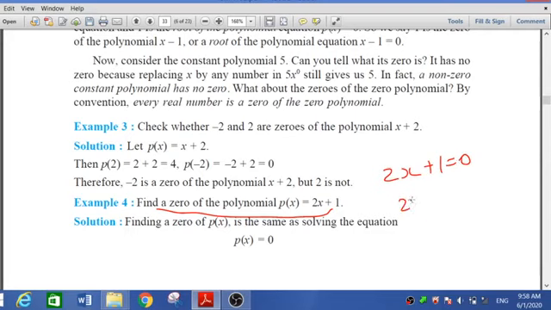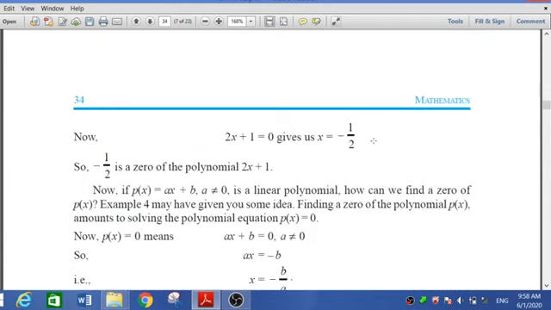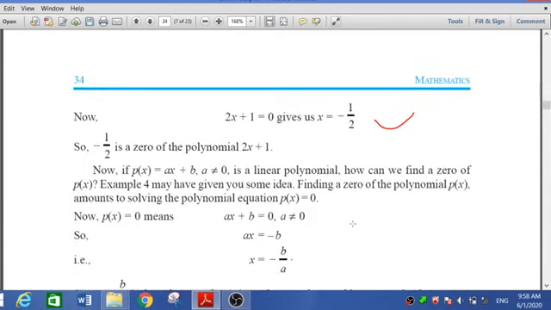So 2x is equal to minus 1. So x is equal to minus 1 on 2. That is your answer. You will see that the answer is right. Clear? So the standard form is ax plus b, ax plus b is equal to 0.